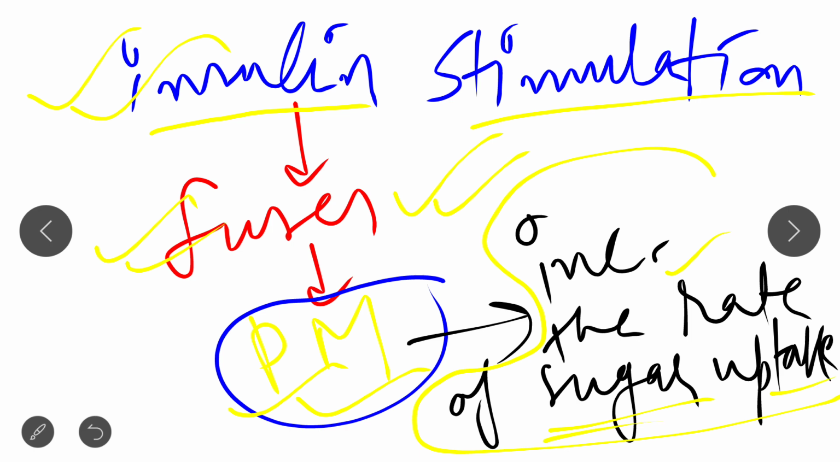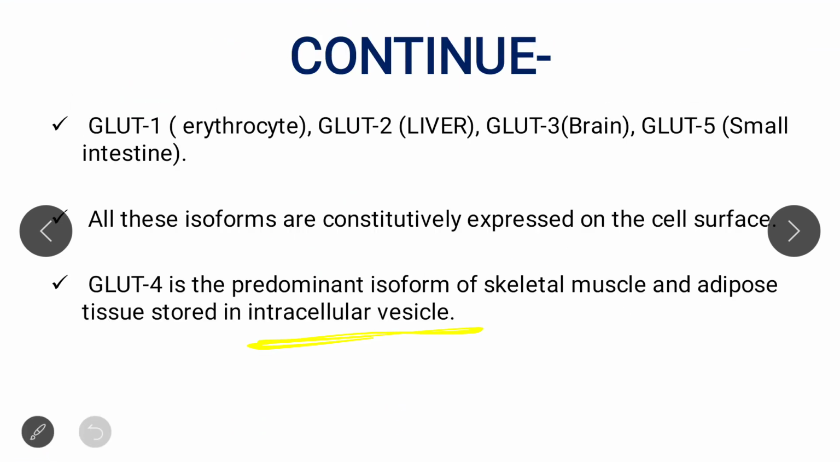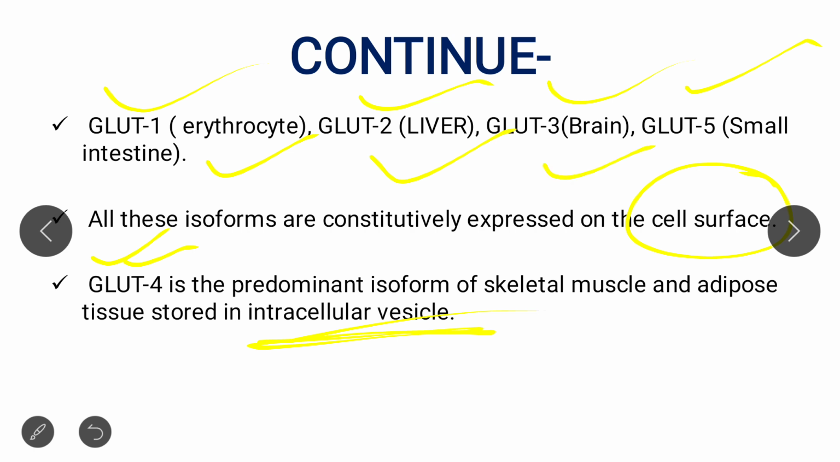So this is about GLUT4, which is present on the intracellular vesicle, and all the other GLUT, 1, 2, 3 and 5, are present on the cell surface. GLUT1 is expressed on erythrocyte, 2 on liver, 3 on brain, 5 on small intestine, and 4 is present on skeletal muscles and adipose tissue.